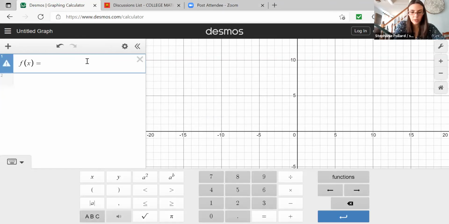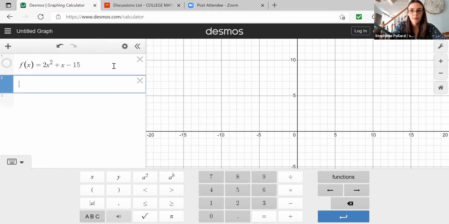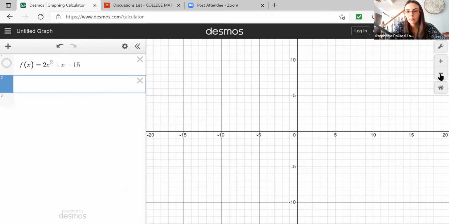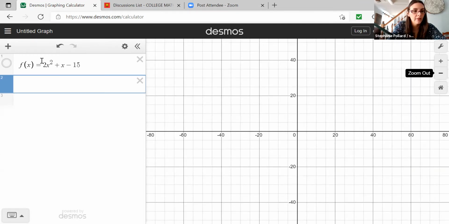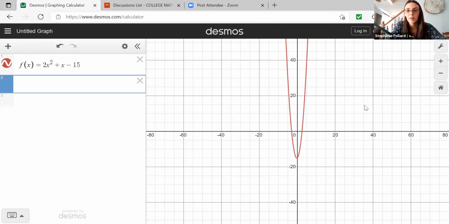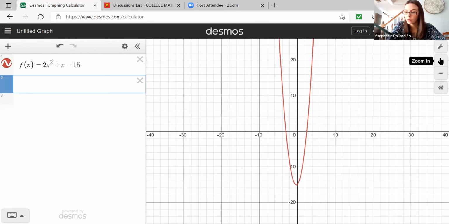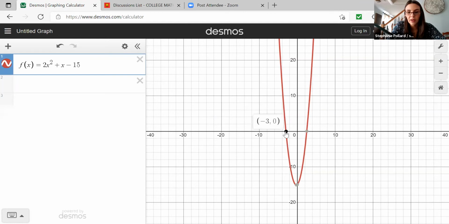All right, so our equation was 2x squared plus x minus 15. Oh, I haven't turned it on. There we go. So here is our graph. And remember, we're looking for, if you remember this problem, it was greater than 0. So look at here are our x-intercepts that we found. The first one was at -3, and the other one was at 2.5, which we saw.